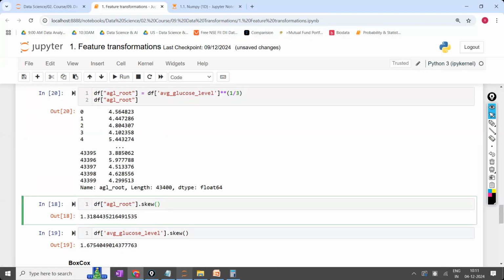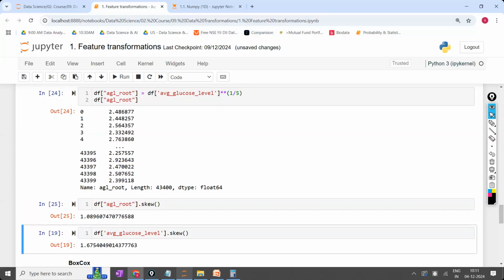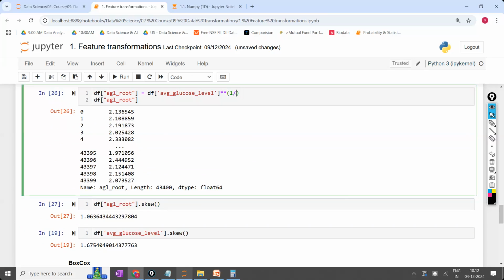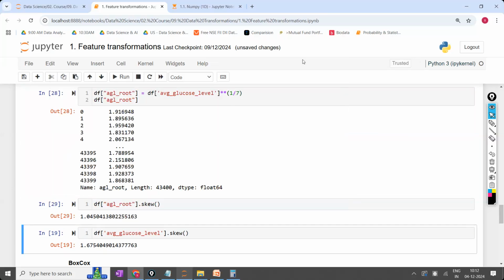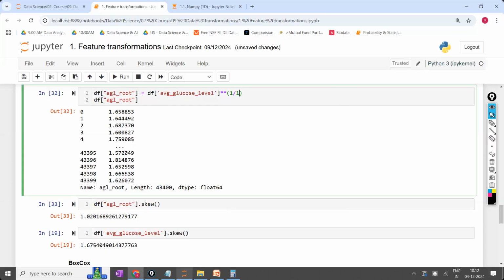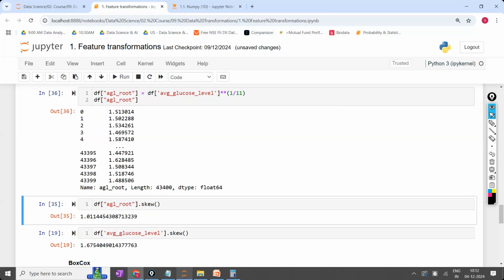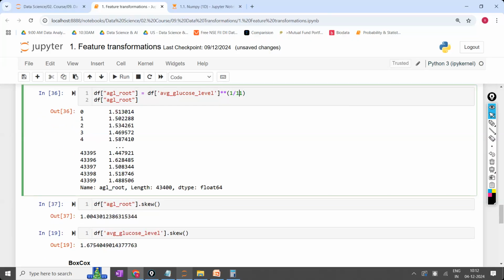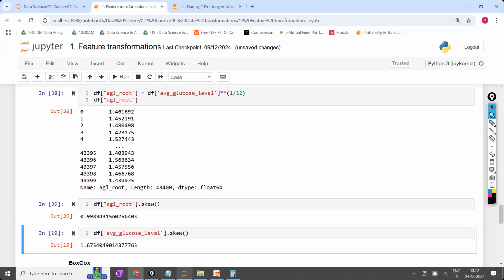For 3, what is the skewness value? For 3 it is 1.19. Let us go with 4. 1.12. Let us go with 5, 6, 7, 8, 9, next 10. It is still not working. 11, and 12. So the 12th root has brought it below 1.